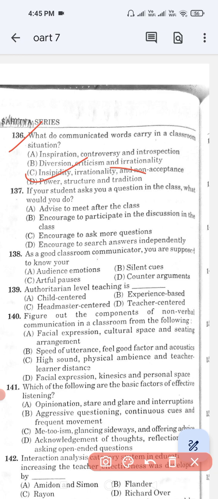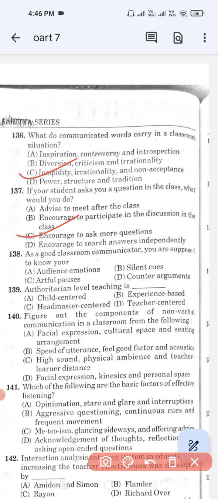Now question number 137. If your student asks you a question in the class, what would you do? Option A, advise to meet after the class. Option B, encourage to participate in the discussion in the class. Option C, encourage to ask more questions. Option D, encourage to search answer independently. So option B, encourage to participate. No, option C, encourage to ask more questions. Option C is the correct answer.